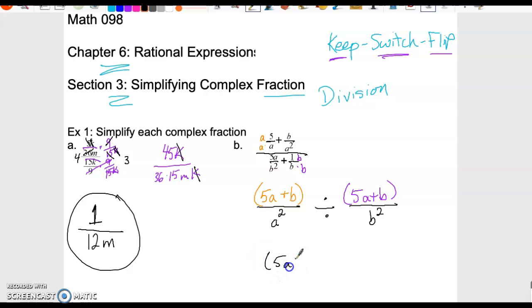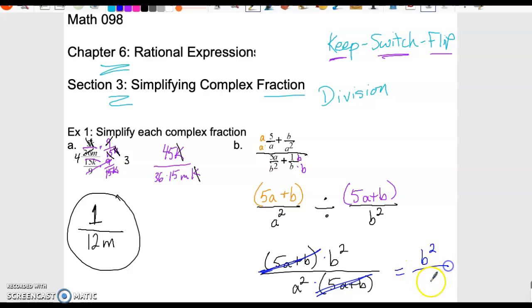So you'd have 5a plus b over a squared, and then flip this one, so the 5a plus b and the b squared on top. And I hope you're realizing where we're going with this: we could cancel out the 5a plus b's, because we're multiplying, so we can cancel. So you're left with b squared over a squared, a much easier problem than the complex fraction that we started with.